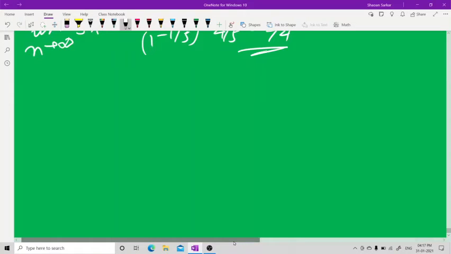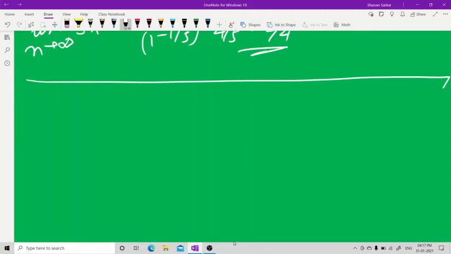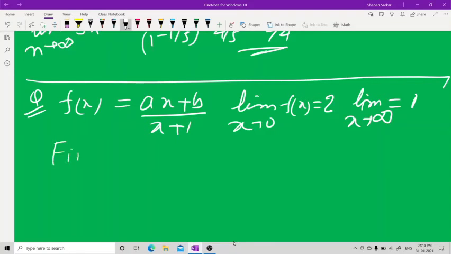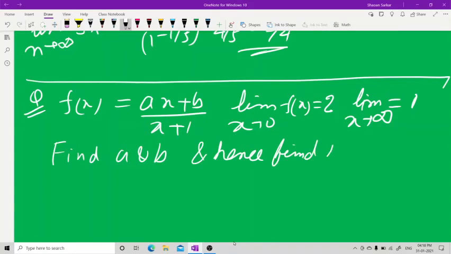Now here it is given that, the question: f(x) is given to me as (ax + b) upon (x + 1). In limit x tending to 0, f(x), I am getting 2. And in limit x tending to infinity, I am getting 1. So they are asking me, now I want to find the value of a and b, find a and b, and hence find limit x tending to minus 2 of f(x). You have to find this limit.